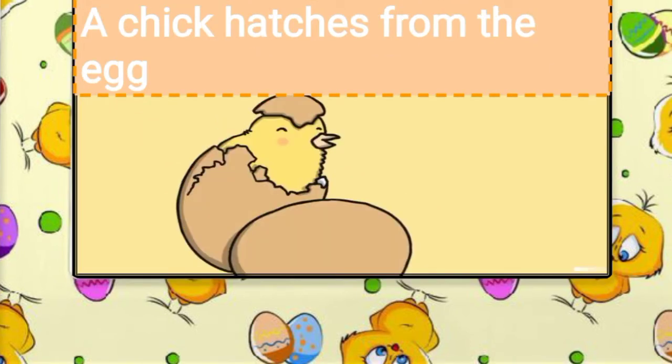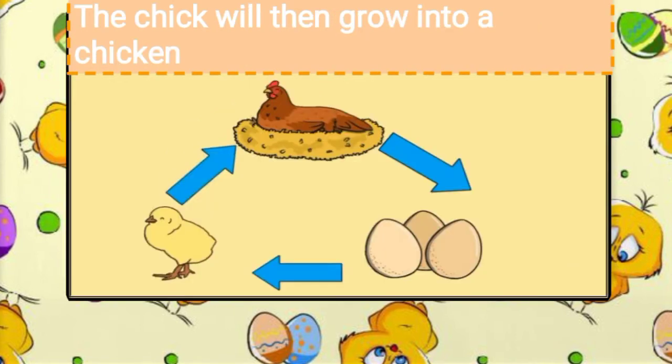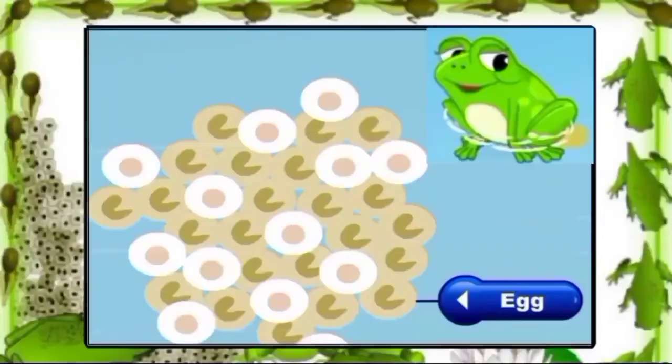So, once the embryo within the egg has developed into a chick, the chick breaks the shell to come out, and this process is called hatching. Then the young chick grows up to become an adult hen.